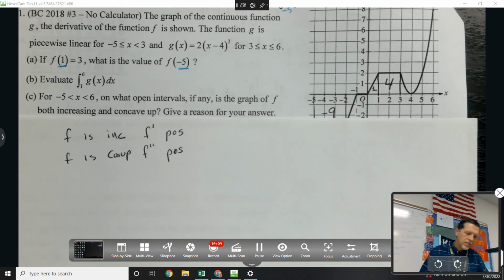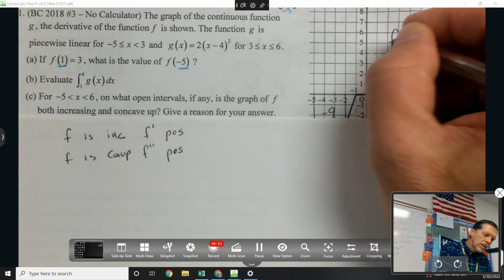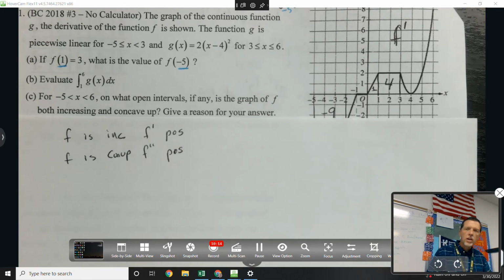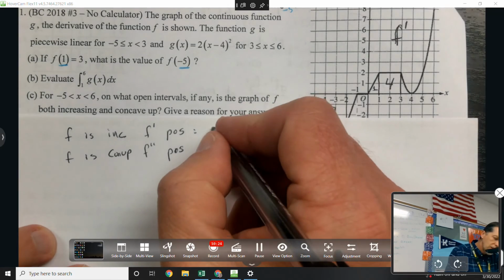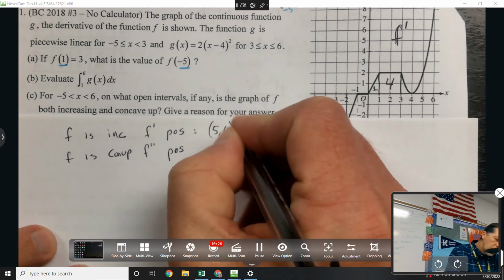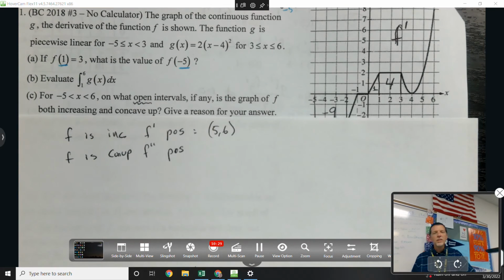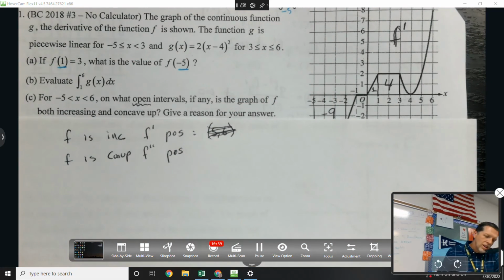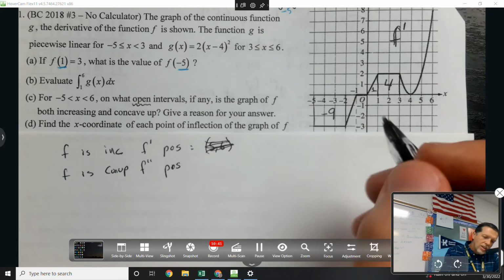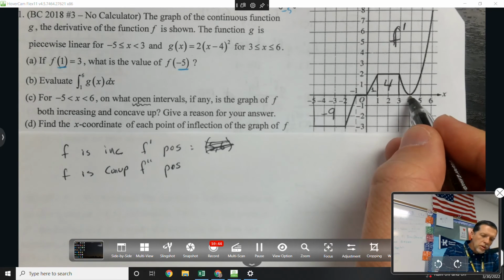My graph is f prime. So on 5 to 6, f prime is positive just from the graph. It even said open interval, so I'm not worried about do I need to do the brackets or parentheses. It told me to use parentheses. Oh, negative 5 to 6. Okay. I was thinking that was too easy. So f prime is positive. Open interval, so I'm not really even worried about the 4 there.